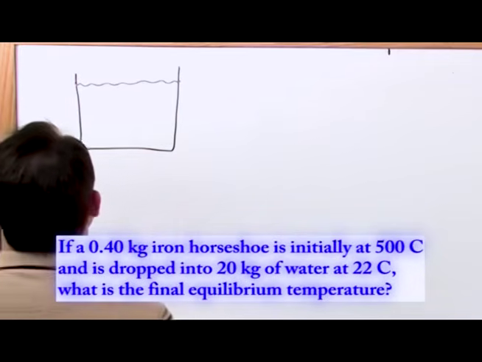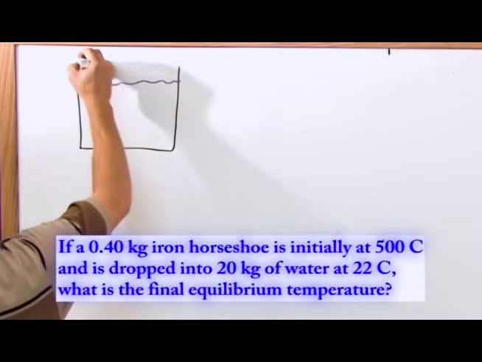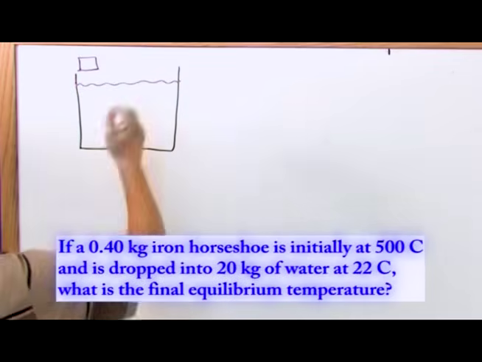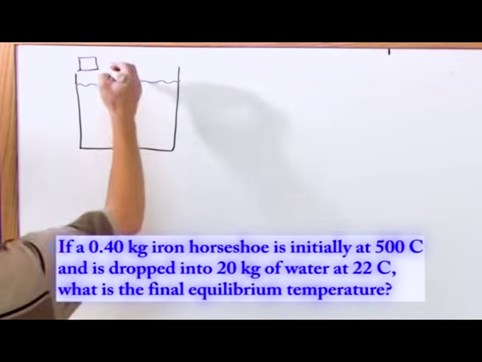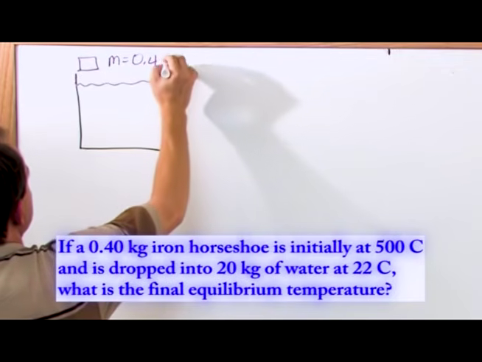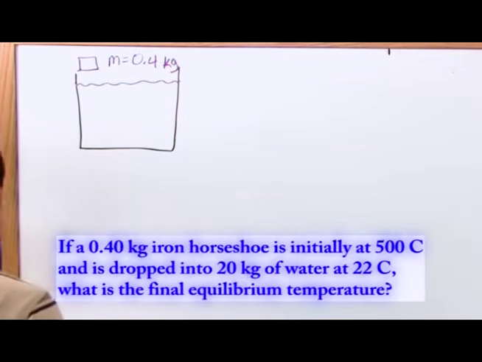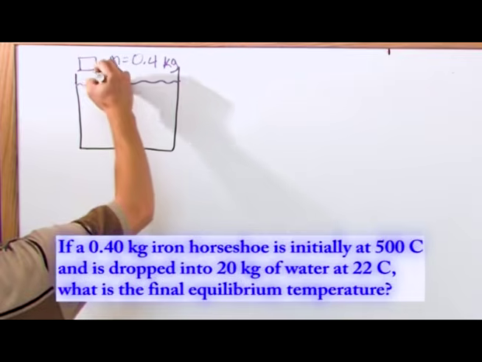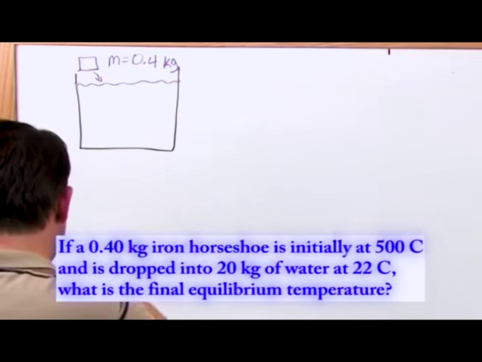We have a bucket of water, and we have a mass. We're going to say it's a horseshoe. I'm going to draw it like a square. The mass is equal to 0.4 kilograms, okay? And it's dropped into this bucket here, okay?